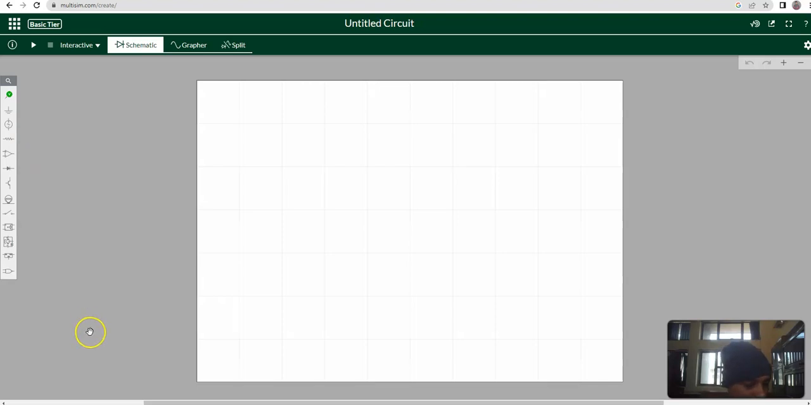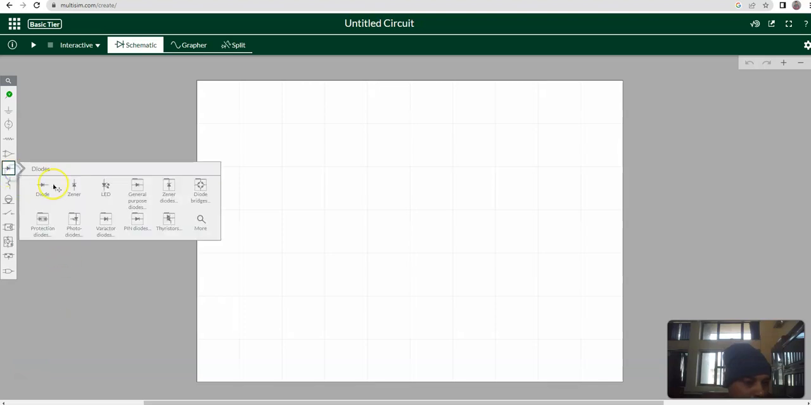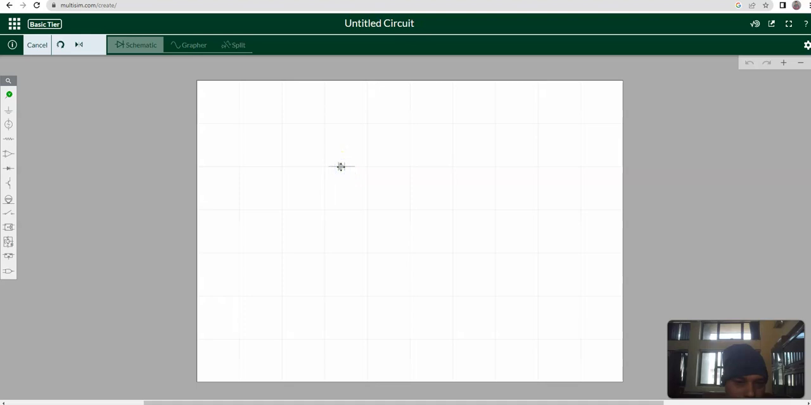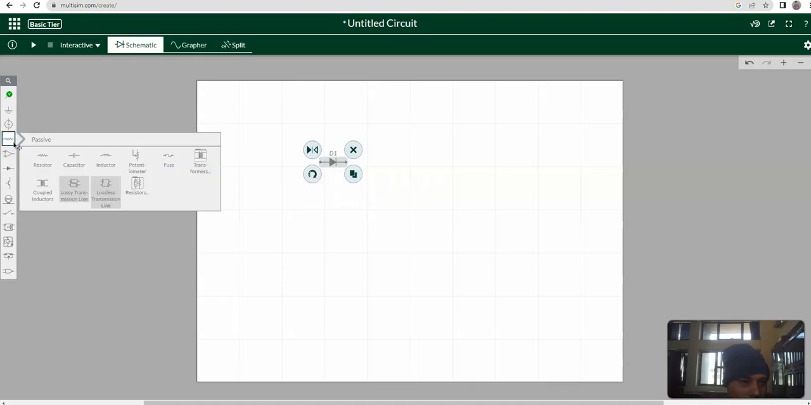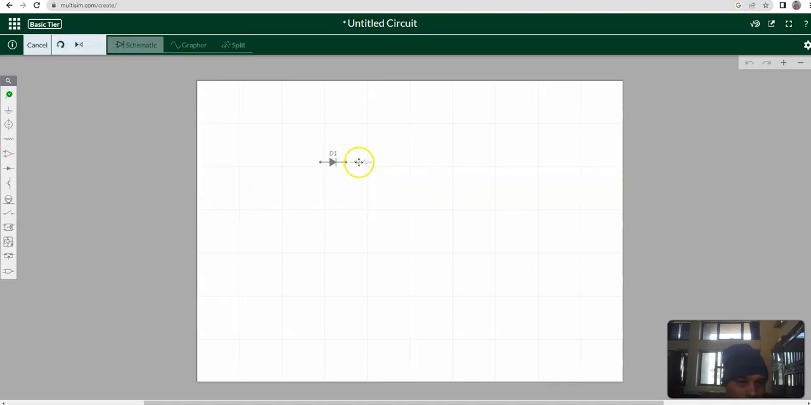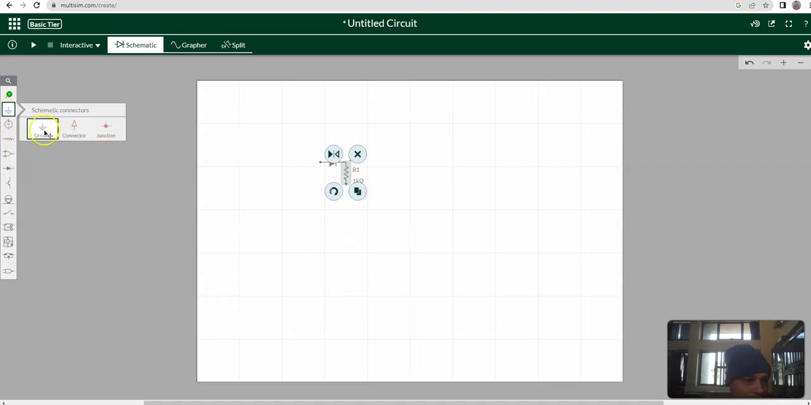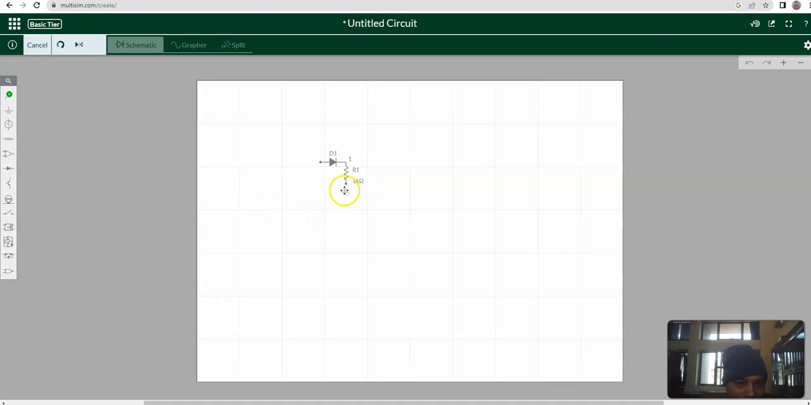Let us make the circuit which we discussed in the class today. We have a diode. Let us put it here. A resistor. We could rotate it like this and connect it like this. Then we have a power supply. Let us take a ground first, because last time we forgot ground here. We have a DC power supply.